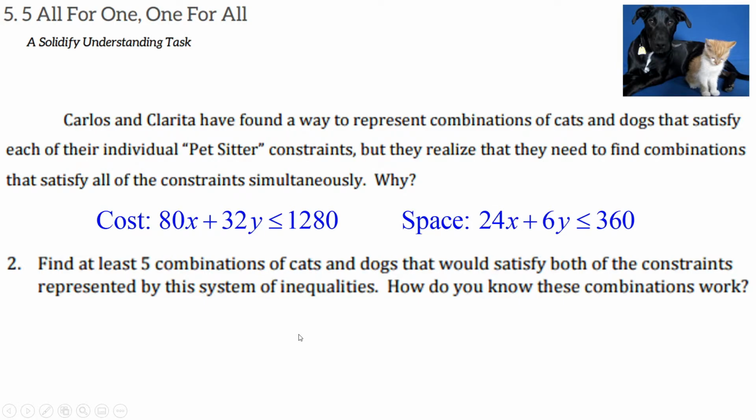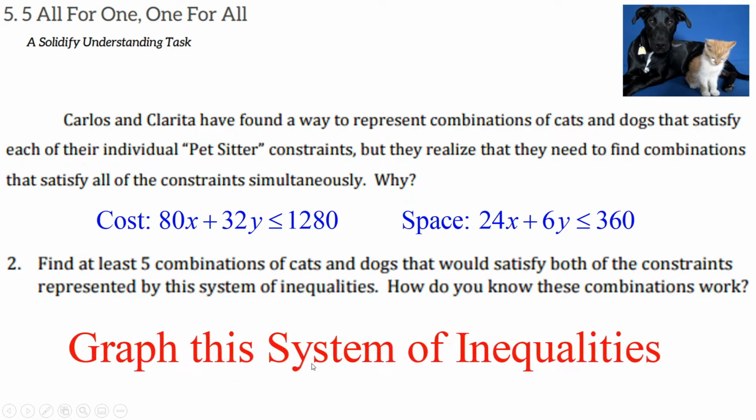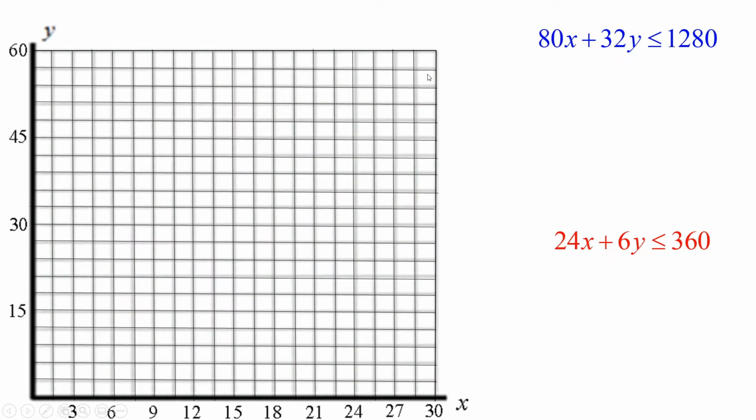All right, so what we're going to do is graph this system of inequalities and then look for ordered pairs that will work. So graph the system of inequalities. Okay, now 80x plus 32y is less than or equal to 1,280. That was our cost constraint right there, because the dog runs were costing $80 and the cat pens were costing $32, and Carlos and Clarita had up to $1,280 to spend.